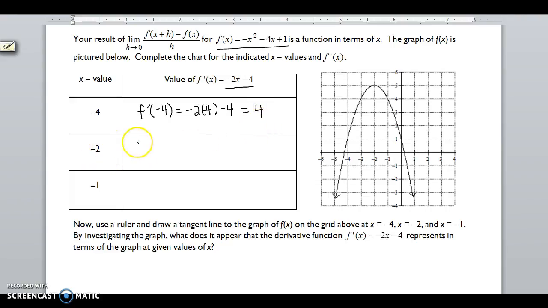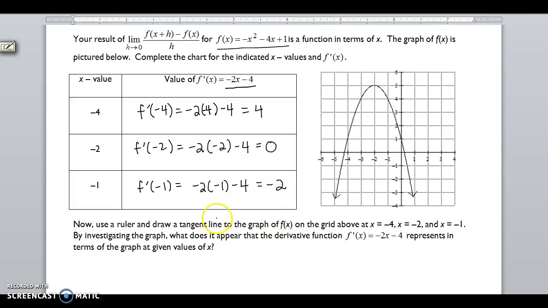f prime of negative 2 is negative 2 times negative 2 minus 4, which is 4 minus 4, which is 0. And f prime of negative 1 is negative 2 times negative 1 minus 4, and so that gives us negative 2.